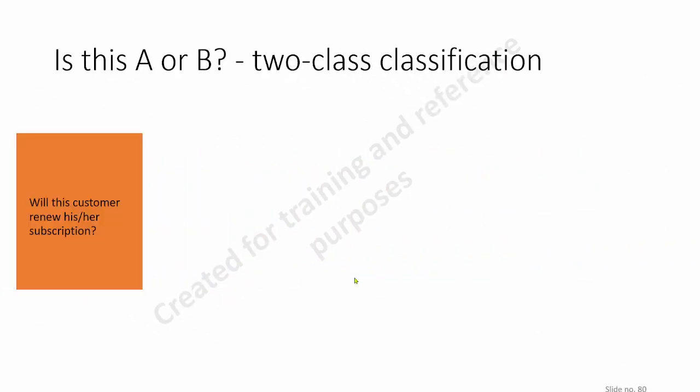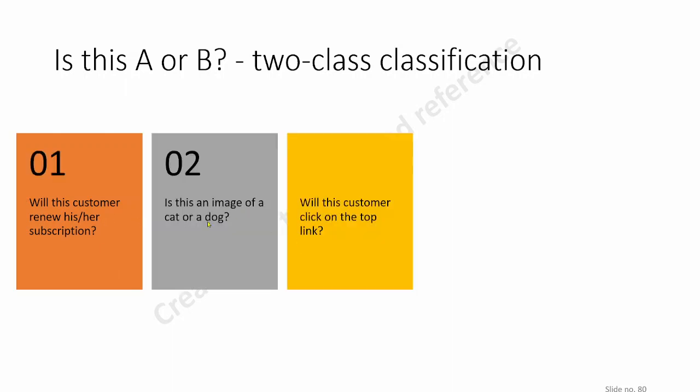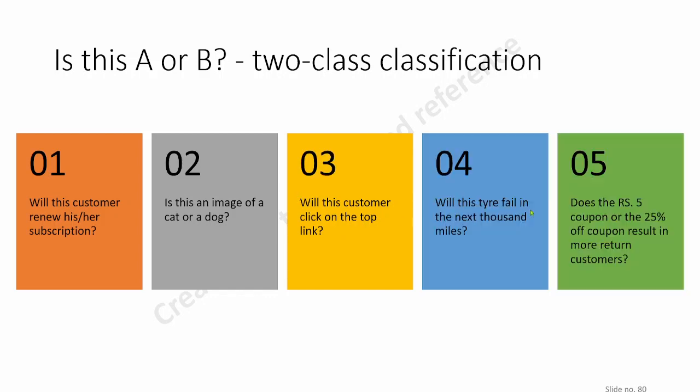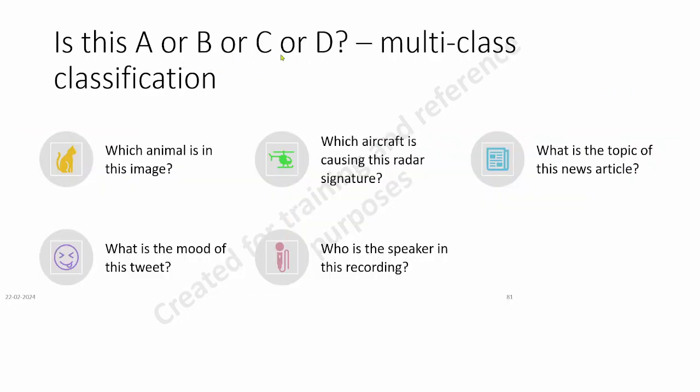So is this A or B? Some examples: will this customer renew the subscription? Is this an image of a cat or a dog? Will this customer click at the top of the link or not? Will this tire fail in the next few hundred miles? Does a rupee 5 coupon or 25% off result in more customers? Yes or no. So whenever we have these binary decisions like yes or no, that's called A and B type or two-class classification. An extension of that is called multi-class, or A, B, C, D.